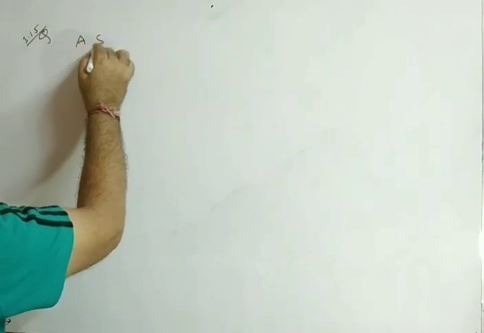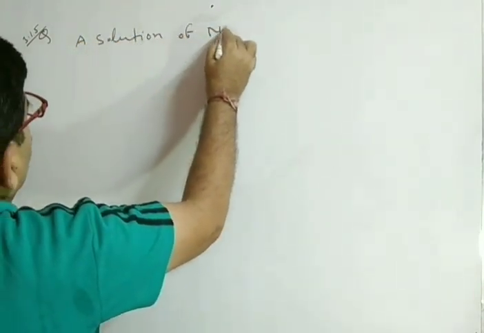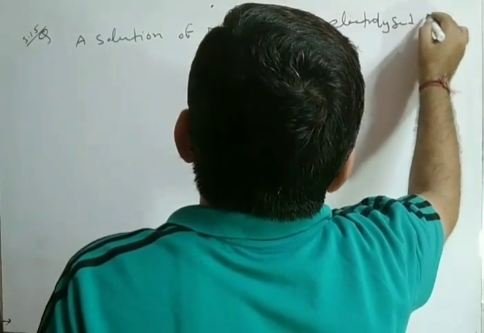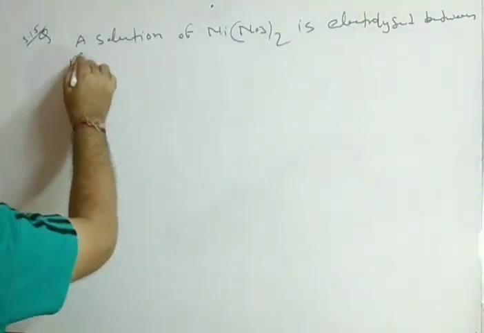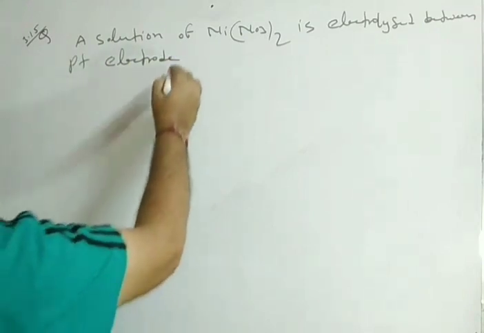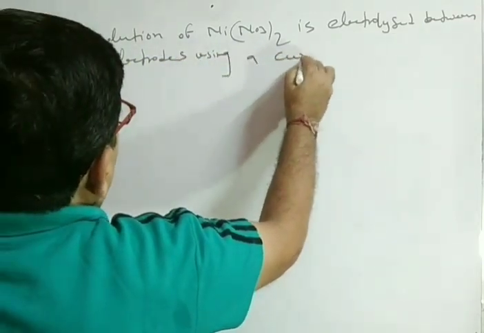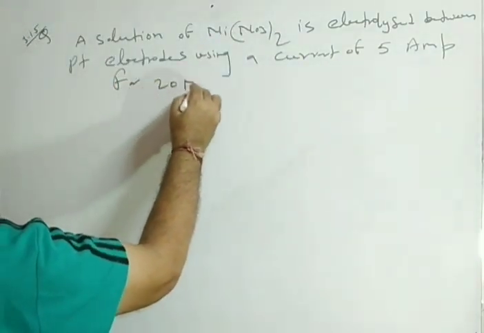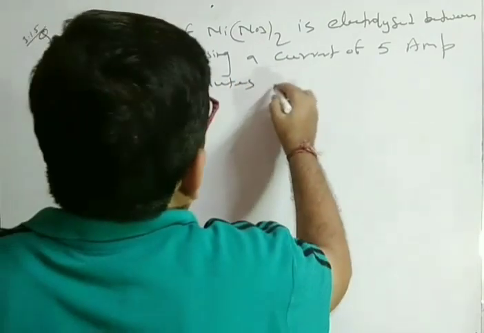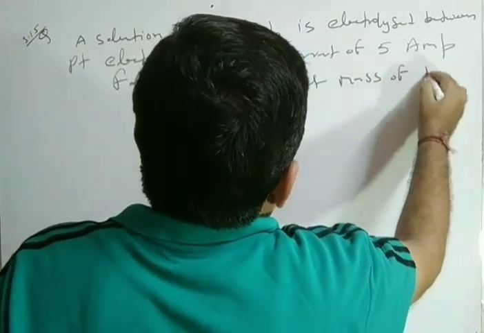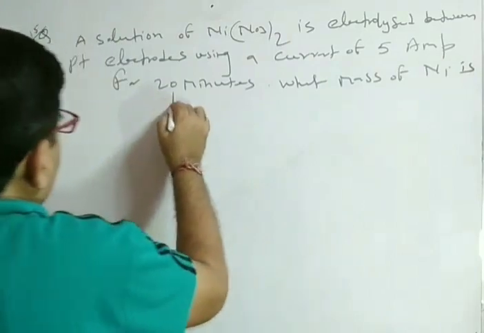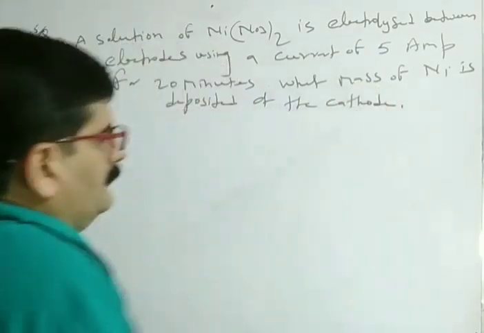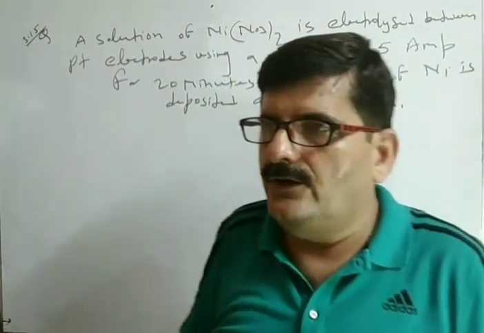The question is, a solution of nickel nitrate is electrolyzed between platinum electrodes using a current of 5 ampere for 20 minutes. What mass of nickel is deposited at the cathode? This problem is based upon Faraday's first law of electrolysis.